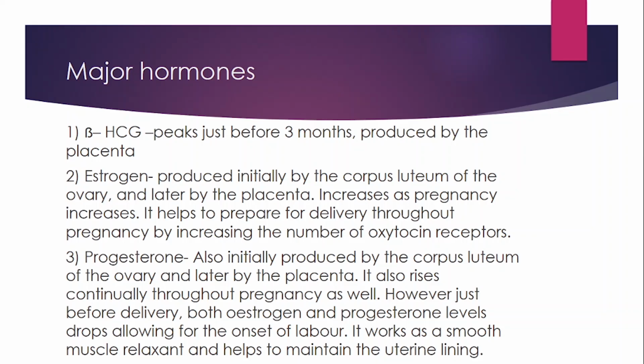Progesterone also initially is being produced by the corpus luteum of the ovary, and later on it is also being produced by the placenta. It also rises continually throughout pregnancy as well. However, just before delivery, both estrogen and progesterone levels drop, allowing for the onset of labor. Progesterone also works as a smooth muscle relaxant and helps in maintaining the uterine lining.